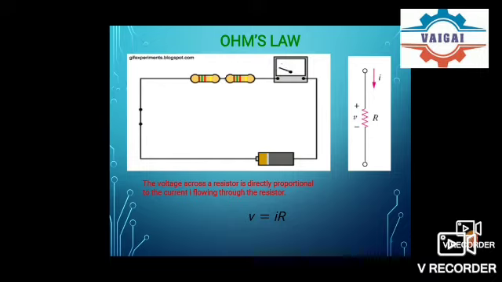So when the switch is open, the circuit is an open circuit and there will be no current flow. When the switch is closed, the circuit is closed and the current flows through the circuit. According to Ohm's law, the voltage across the resistor is directly proportional to the current I flowing through the resistor at constant temperature. That is the limitation of Ohm's law. So, Ohm's law is V equal to IR.